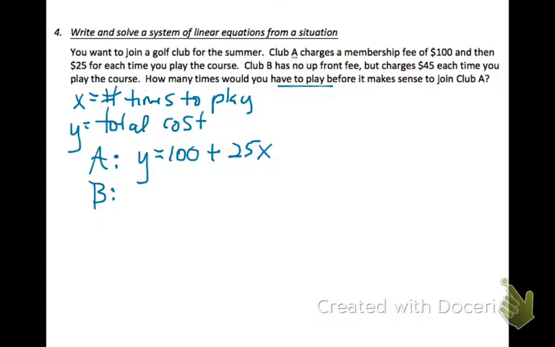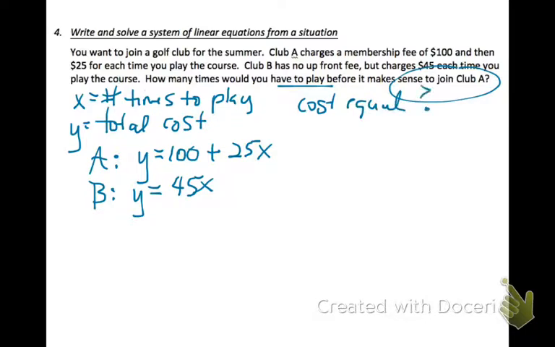Club B, so our cost for Club B has no upfront fee, so we don't have an amount like $100, but it is $45 each time you're going to play. Then how many times would you play before it makes sense to join Club A? So we want to know when these costs are equal. Kind of the break even. And then after that point, probably Club A is going to be cheaper.